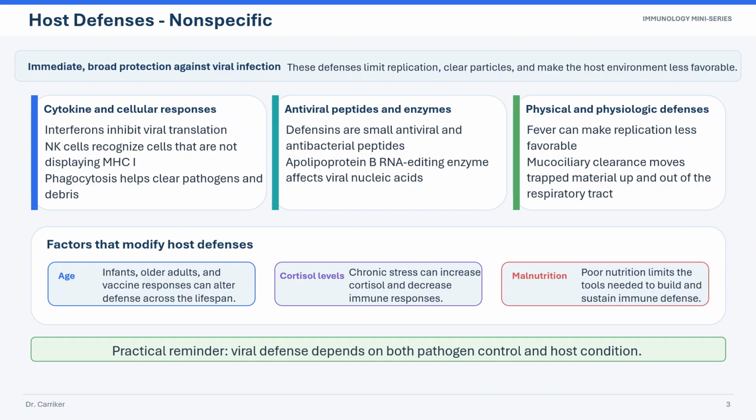So, the practical reminder from this slide is that viral defense depends on both pathogen control and host condition. The same virus may not affect every patient in the same way. A well-rested, well-nourished person may handle an exposure differently than someone who is sleep-deprived, chronically stressed, underfed, or physiologically strained. That is why clinical context matters when we think about infection risk and immune defense.